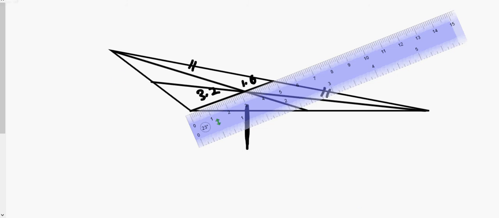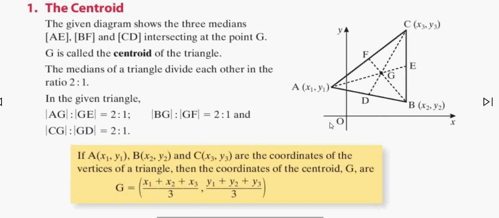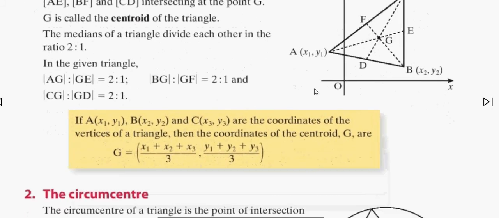Now, nextly, the centroid can be given to you by using this formula here. Everybody see the formula on the board? X1 plus X2 plus X3 over 3, Y1 plus Y2 plus Y3 over 3. Very easy, right? Centroid is so easy.